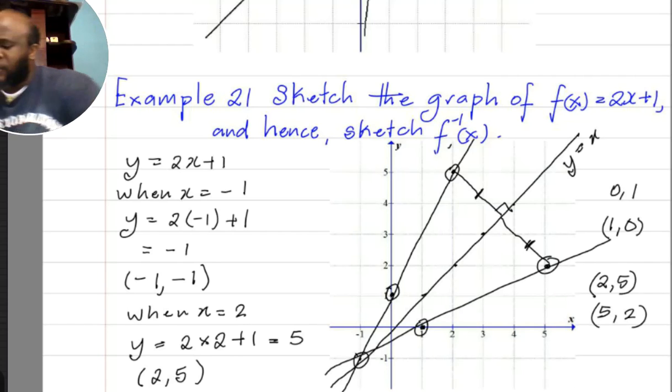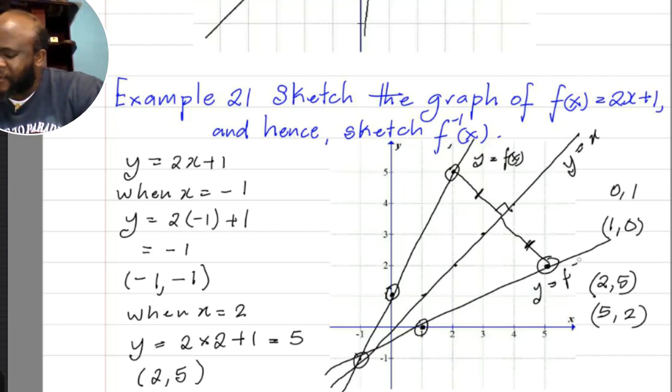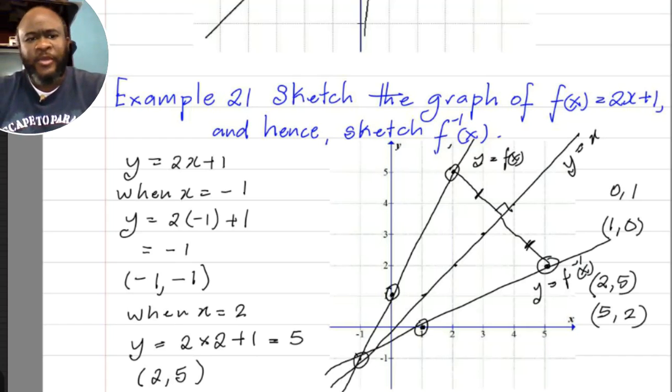All right, so this is the graph of y is equal to f of x, and this would be the graph of y is equal to f inverse of x. All right. So here we're illustrating that we can obtain the graph of the inverse of a function from the graph of the function by reflecting the graph of the function in the line y is equal to x.